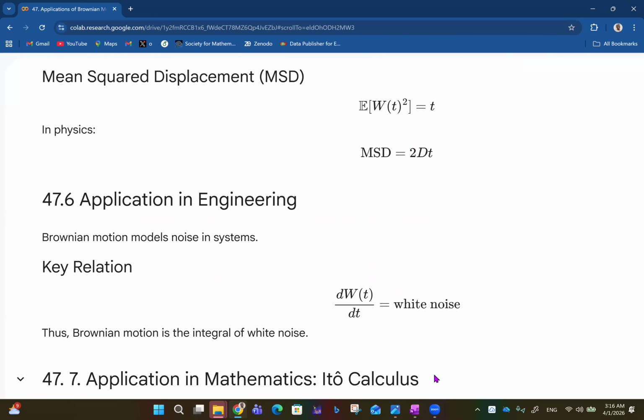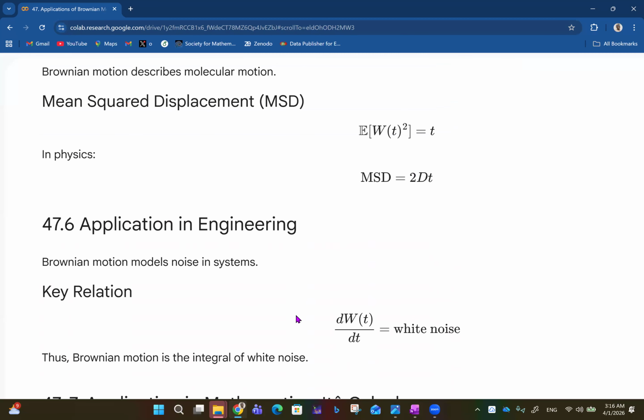Then you have application in engineering when you talk about noise. Brownian motion models noise in systems. The key relation dW over dt gives white noise. Thus Brownian motion is the integral of white noise. Because if dW over dt is white noise, that means the integral of dW is W of t, the integral of white noise with respect to t. You have all of this in signal processing, telecommunications, and so on.